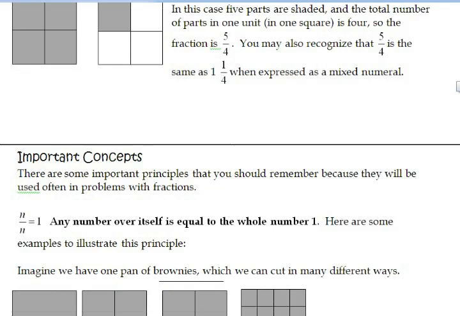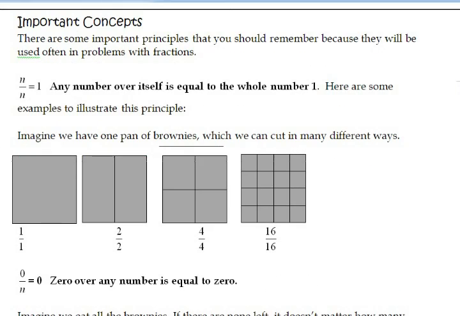There are some important concepts to know with fractions. The first one is any number over itself equals the whole number 1. So for example, here we have a tray of brownies. Here we have one whole tray.